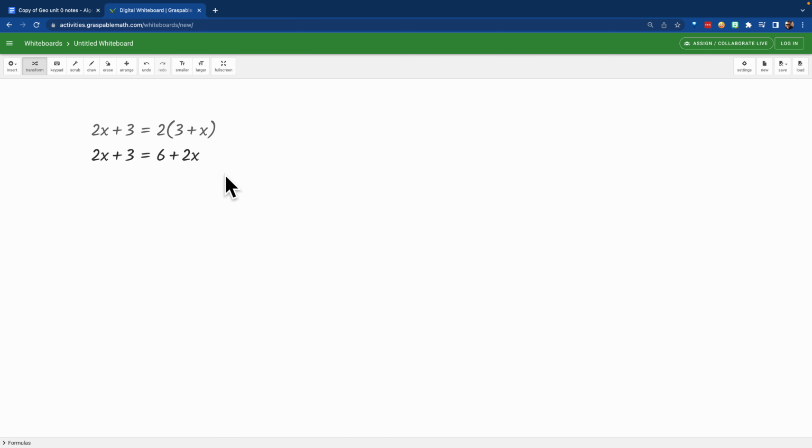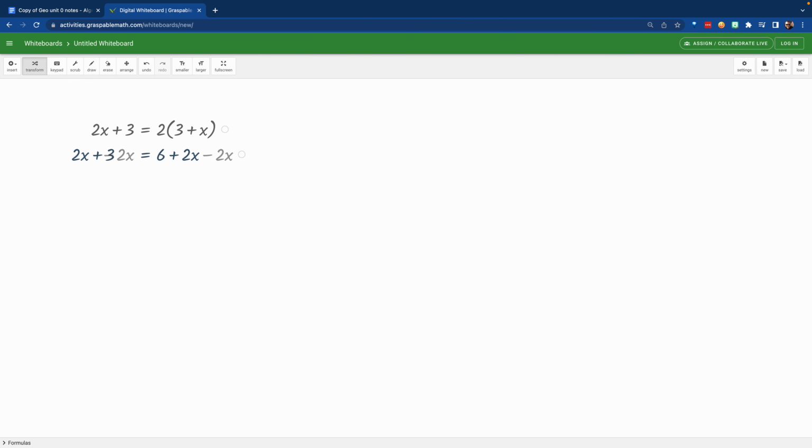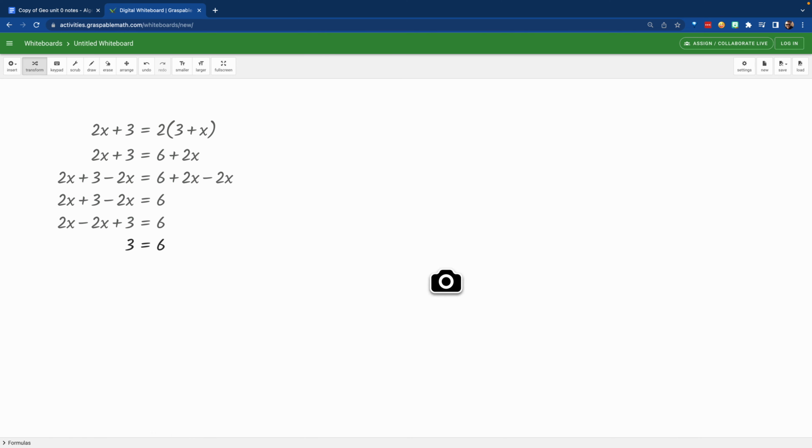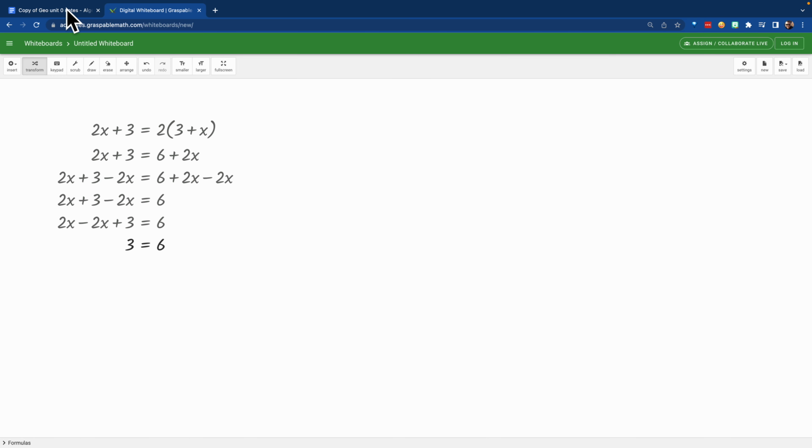So let's see what happens after we start doing a few things to them. So let's try to get rid of the 2x. I'm going to do minus 2x on each side. That gives me a 0 on the right. And if I move these two x's next to each other so they can combine, I get a 0 on the left. And I wind up having 3 equals 6. 3 does not equal 6. In fact, 3 will never equal 6. So I'm going to say that that's never true.